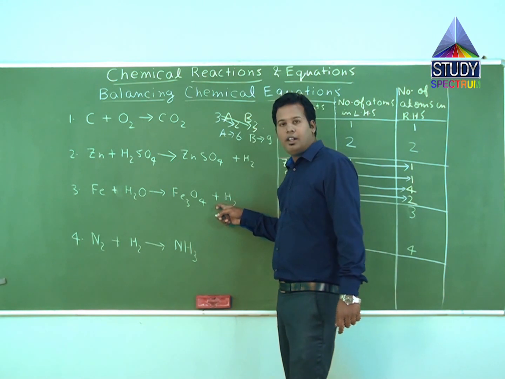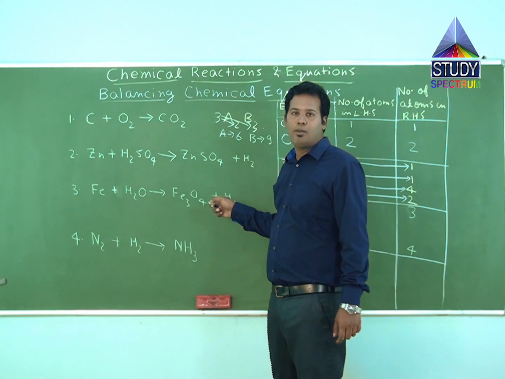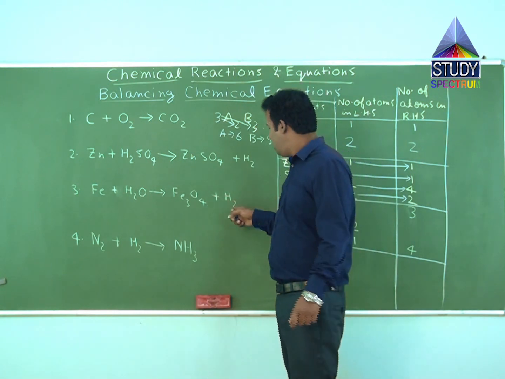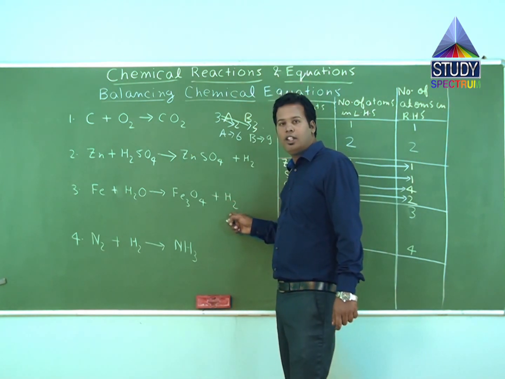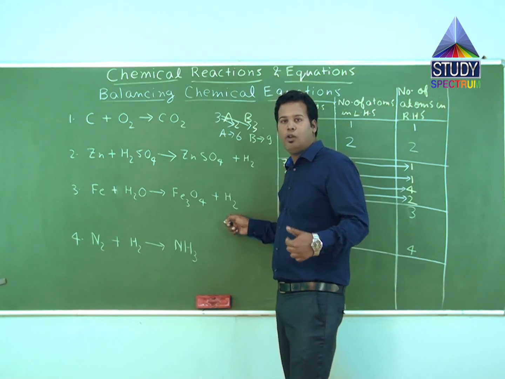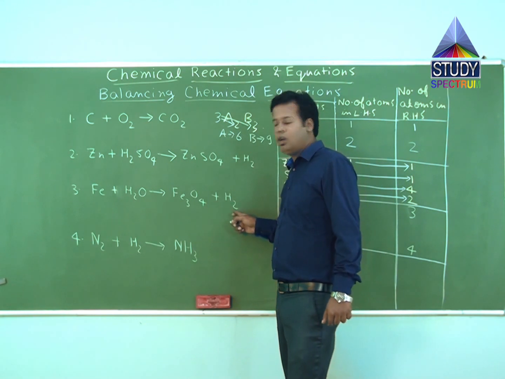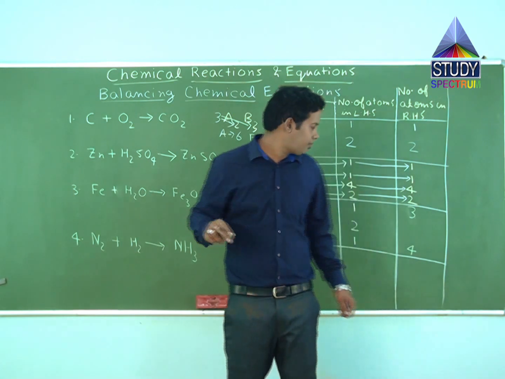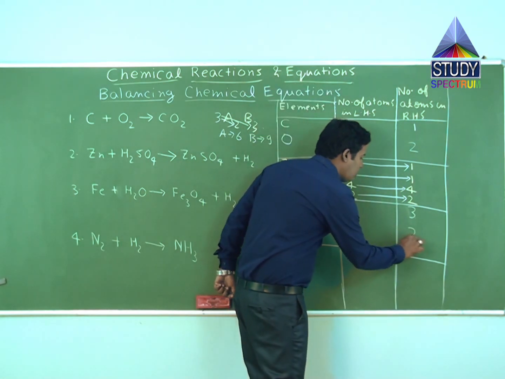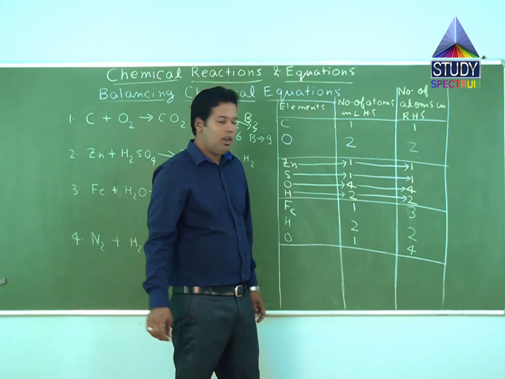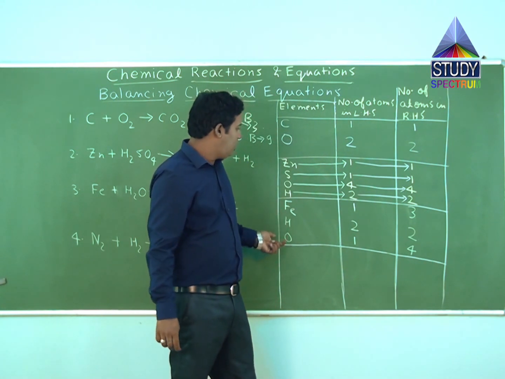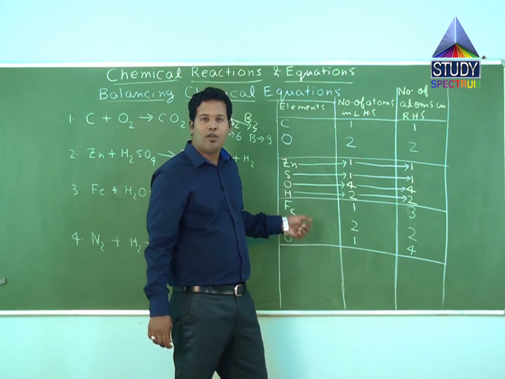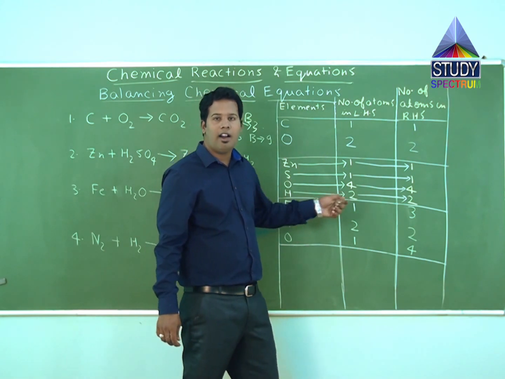Also, since nothing has been written as the coefficient of this molecule, it means the coefficient of this molecule is 1. And the suffix of hydrogen in this molecule is written as 2. It means the number of hydrogen atoms in this molecule will be the coefficient of this molecule into the suffix of hydrogen in this molecule, that is 1 into 2. It means 2. Correct?